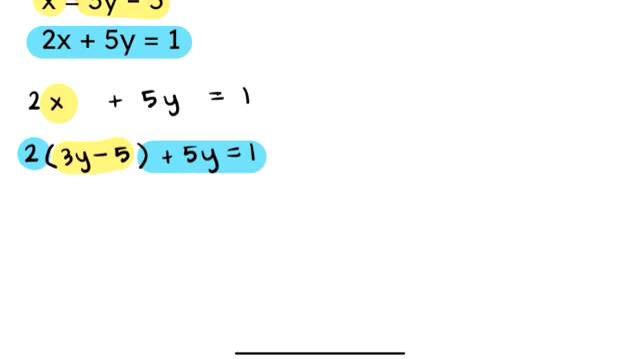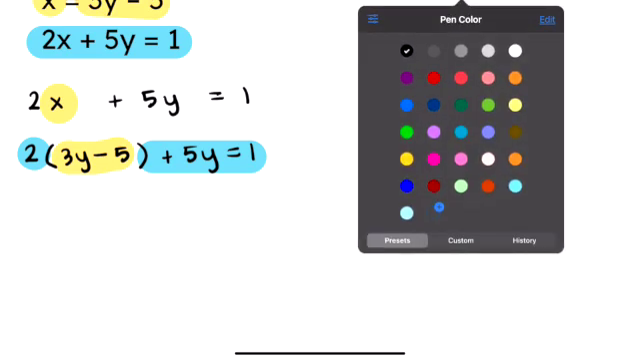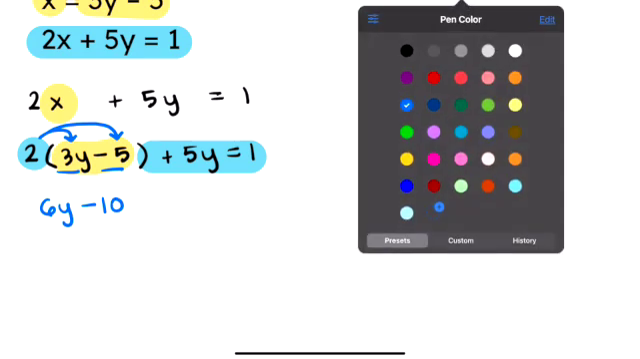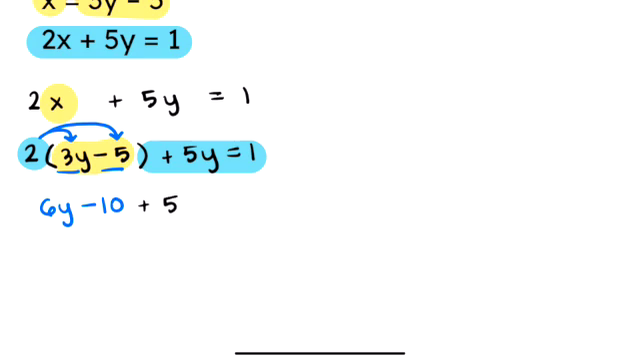So in order to solve, the first thing that we need to do is distribute, because we have 2 times this expression that's in parentheses. So I'm going to multiply 2 by each part. 2 times 3y is 6y, and 2 times negative 5 is negative 10. And then all I need to do is rewrite everything else. I'm going to put my squiggle down the middle here to remind me where my sides are.